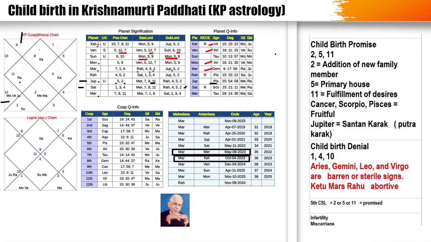If you look at Ketu, it looks promising, like I mentioned, that the first column is indicating the 11th house. Second column for 5 and 9, both are good. And sublord is also strong. But Ketu being an abortive planet in the star of another planet, which is in an abortive barren sign, Ketu eventually proved not to be successful.